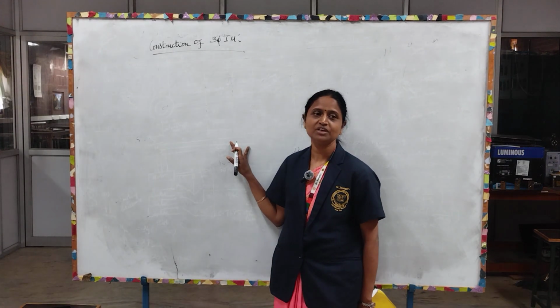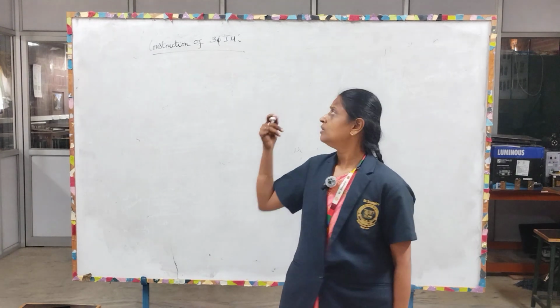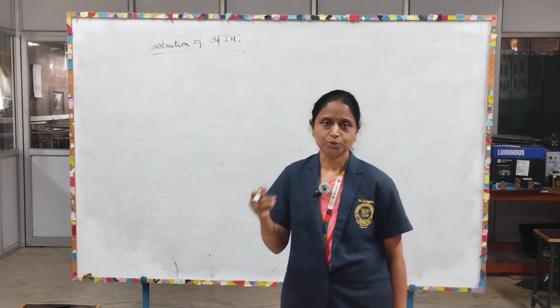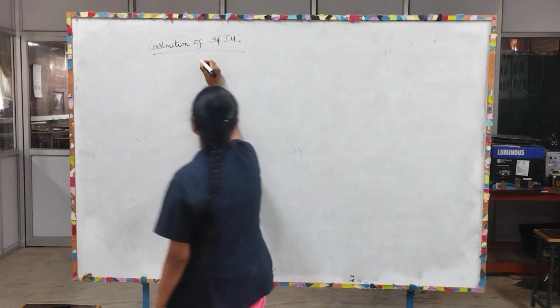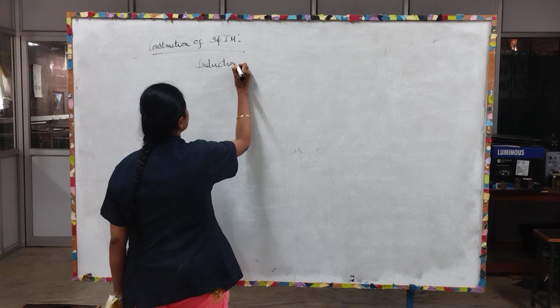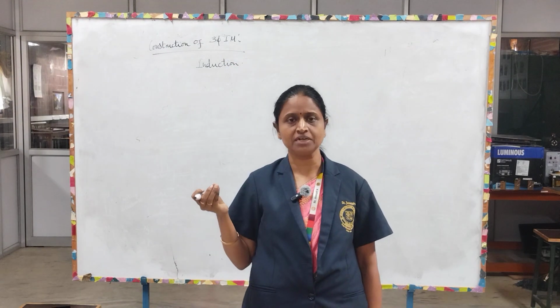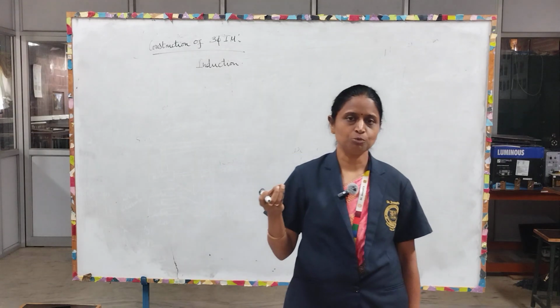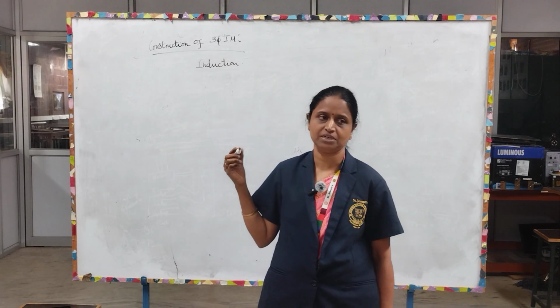So here we have three phases R, Y and B. In an induction motor, as I have already told you, the rotor receives electrical power by induction. How it differs from DC motors is that in DC motors the rotor receives electrical power by conduction, whereas the AC motor, that is the induction motor, receives electrical power by induction.